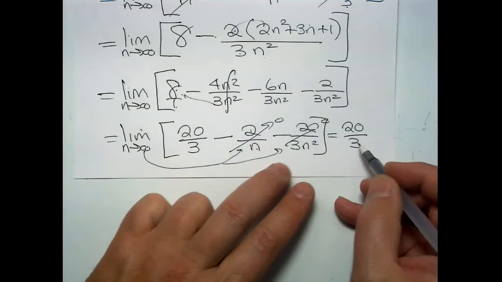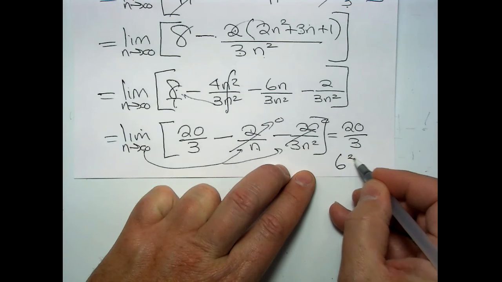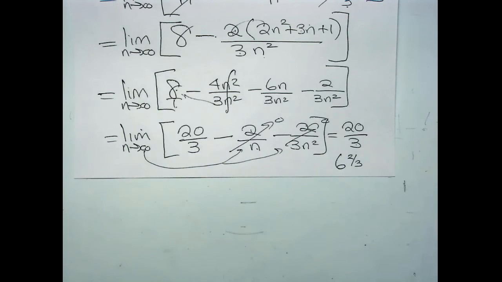Now let's see what that truly is. 6 2/3. So we found a method for getting the exact area underneath this curve.